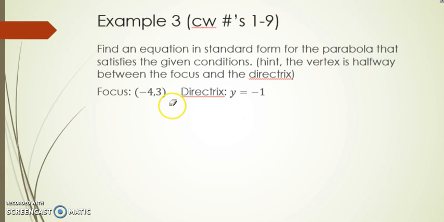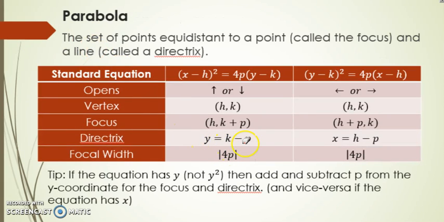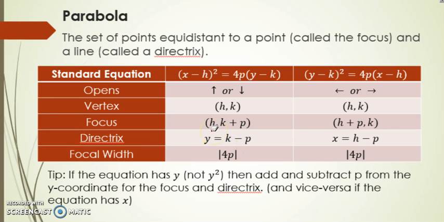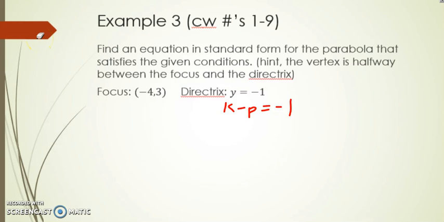So first, let's note that the directrix is y equals -1. So the directrix is y equals, that means it has to be this left column of equations. So I have k minus p equals -1. Now we also have that the focus is (-4, 3). We want to use the same equations, so the focus is h and then k plus p. So h is -4 and k plus p is equal to 3.